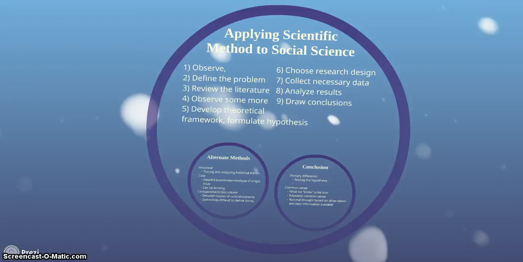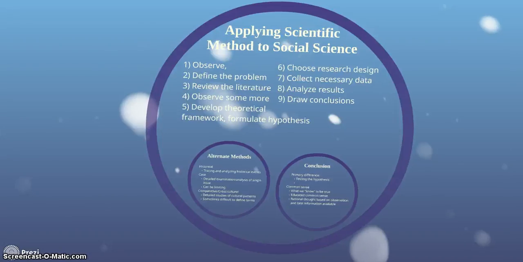And then review the literature. What if someone else has already done this experiment? What else have people written on the subject? It's important before you tackle a problem to know what other knowledge is out there on the subject at hand. The fourth one would be to do some further observations. The fifth would be to develop a theoretical framework or formulate hypotheses. Then the sixth is to choose a research design. How are you going to approach this research? Seven is collect the necessary data. Eight is to analyze the results, and nine is to draw conclusions.